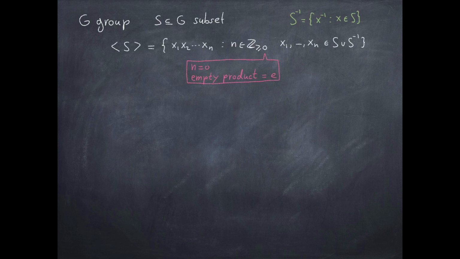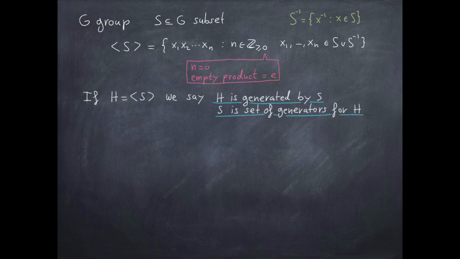Repetition of the same building block is allowed. The product of zero elements, the empty product, is also allowed and is defined to be the identity element. The set of all elements we can create this way is called the subgroup generated by S. We denote it by putting angled brackets around S. If H is the subgroup generated by S, we also say that S is a set of generators for H.